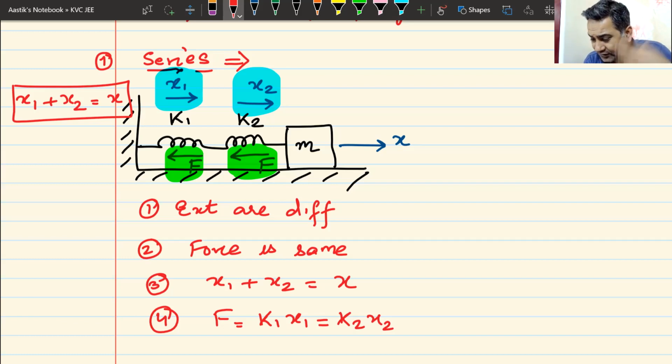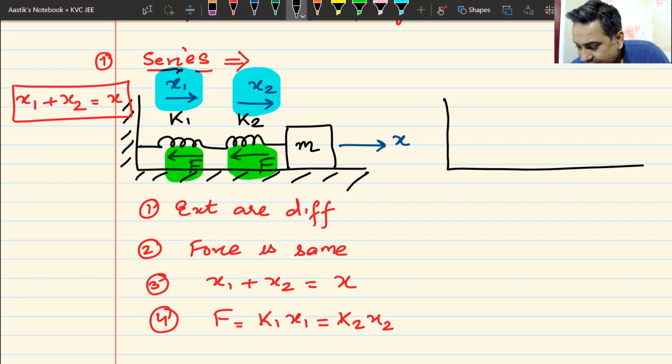If there are more than two springs, the same thing will be getting added up. 3 springs, 4 springs, 5 springs. Okay. Now the point here is why it is known as the series combination. Extensions are different, but forces are same. Now, what I can do here, and which is of much importance, is to understand why it is known as series combination.